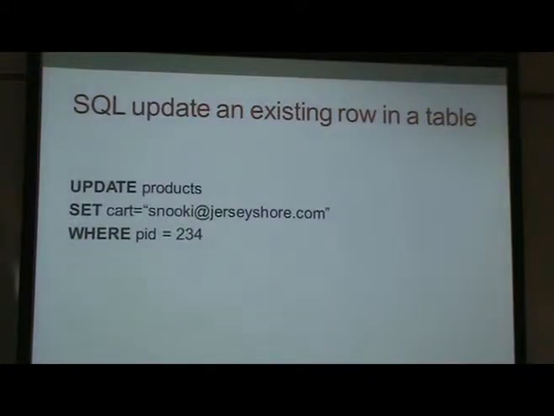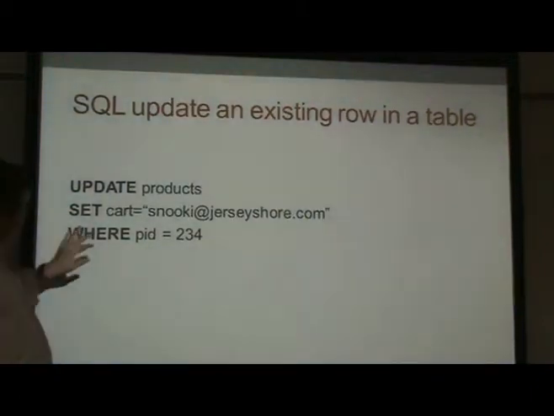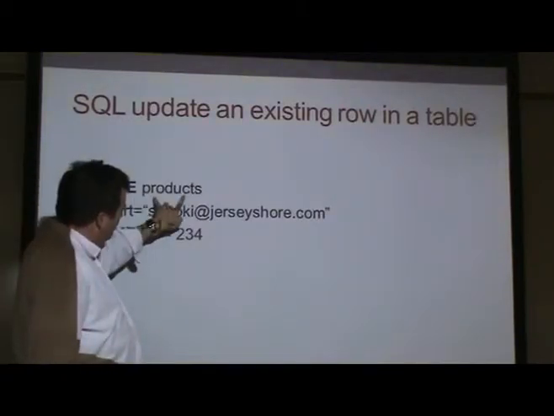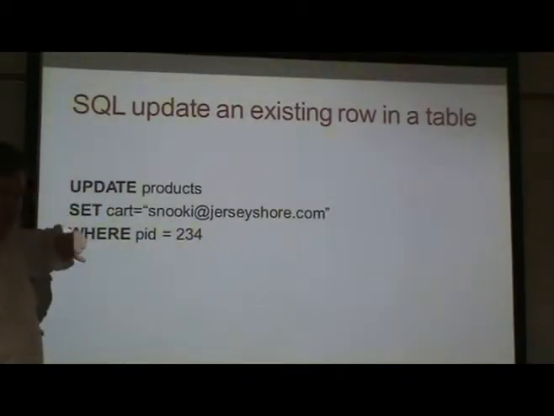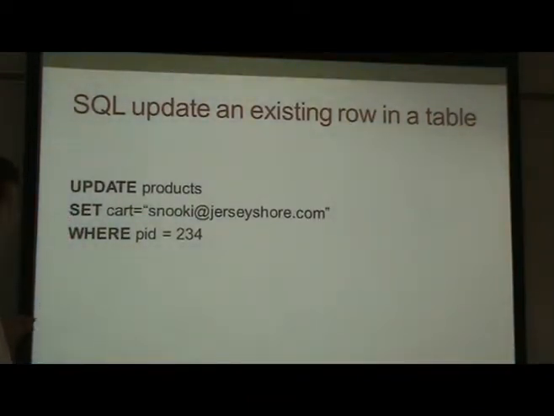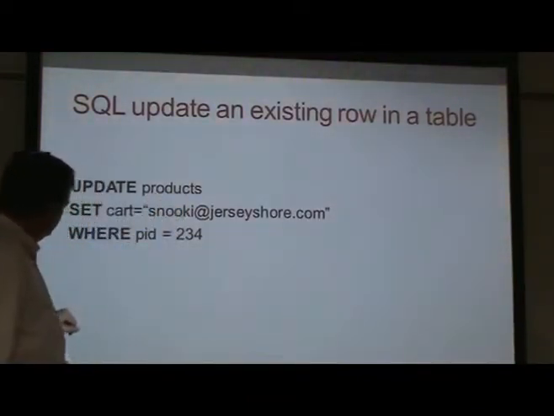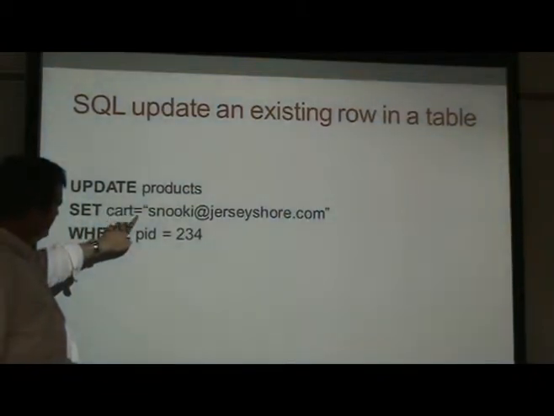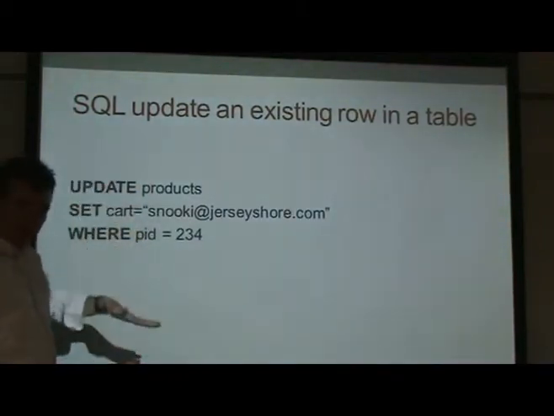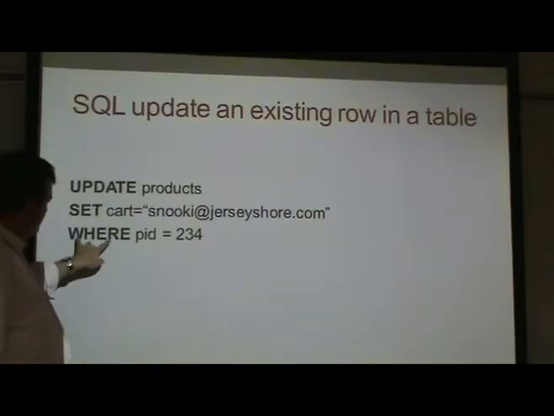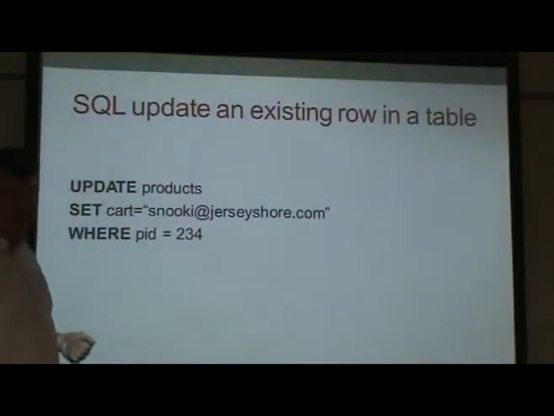Let's see. So to make an update to an existing row, suppose there already is a row of data, but you want to change one of the fields. So you could say, update the products table. You're not adding a new row to the database. You're taking an existing row but changing one of the fields in the row. So you could say, make an update to the products table, set the cart field equal to whatever you want. And you don't want to do that for every product. You want to do that for maybe one product. You say where the product ID equals the number 234.